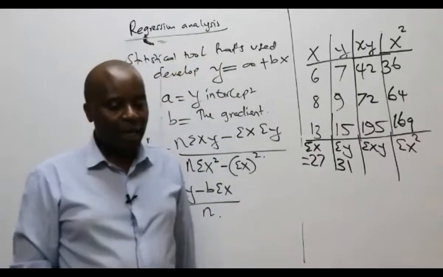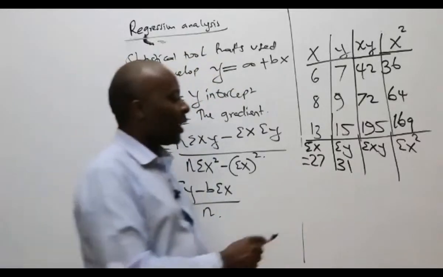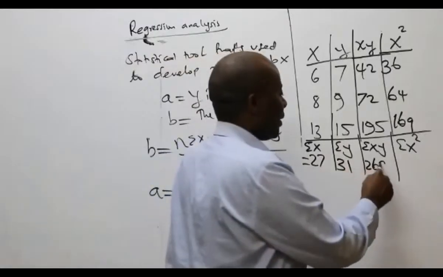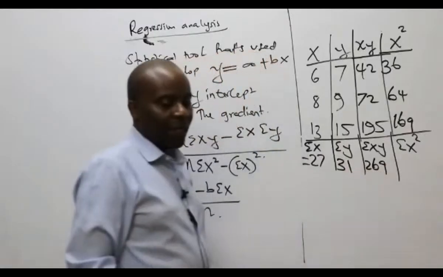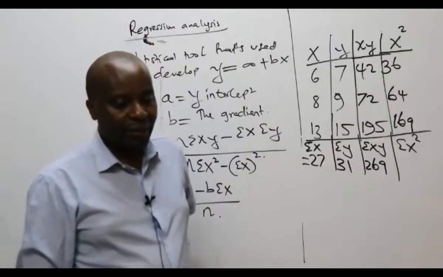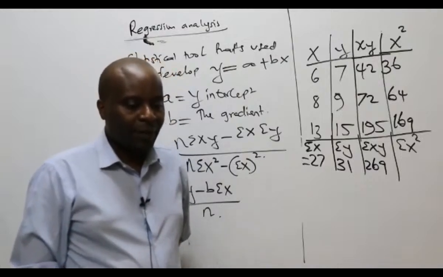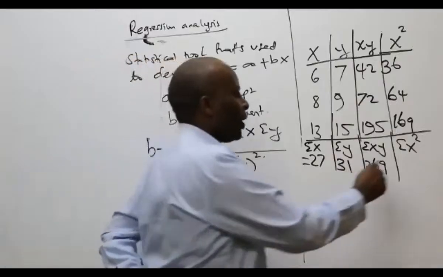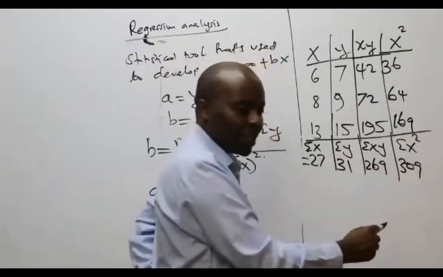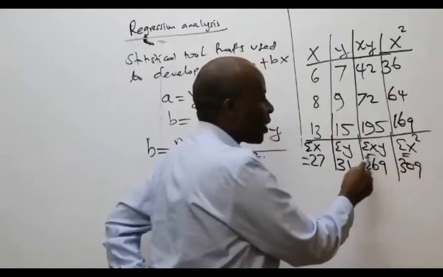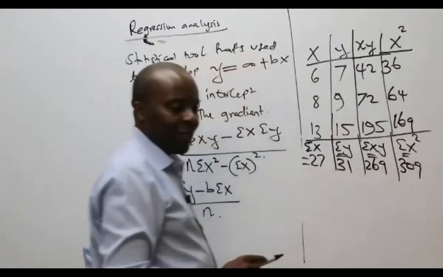How about the third one? Summation of xy. Sharon tells me it is 269. Summation of x squared. What do we have under summation of x squared? 309. Thank you very much. So remember that these are what here, somebody? These are summations.